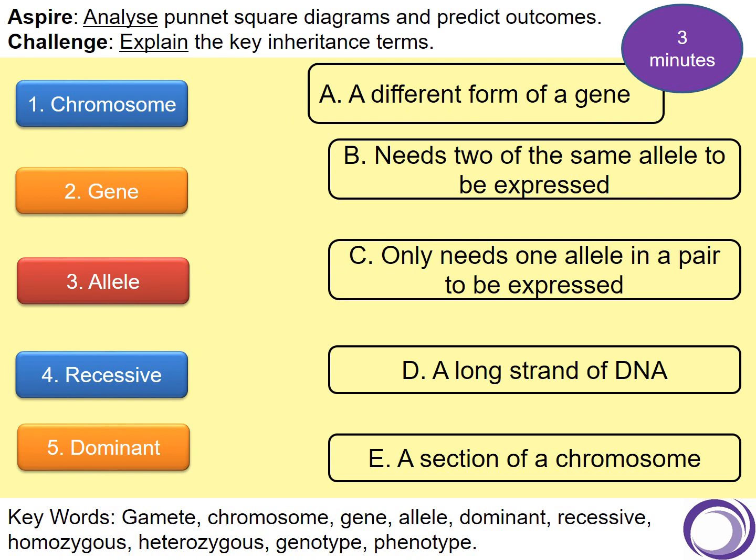Okay, so your challenge outcome for this lesson was to look at key inheritance terms. And we've got 5 here that we've met at various points throughout this lesson. We've got chromosome, gene, allele, recessive and dominant. And I just want you to look at the 5 definitions and decide which word goes with which definition. If you want to write them all out, that's fine. Alternatively, you can just write number 1. If you think chromosome is a different form of a gene, you can just write 1 equals A. I'm going to give you 3 minutes to try and come up with the definitions for each of the 5 words, starting now.